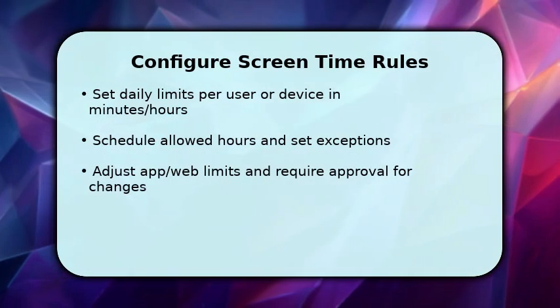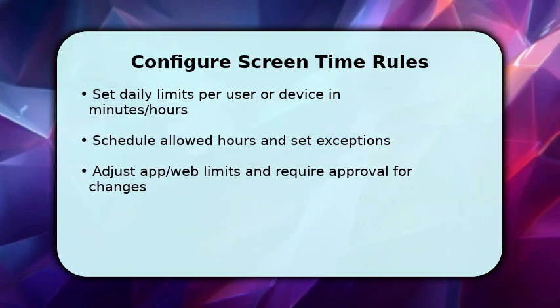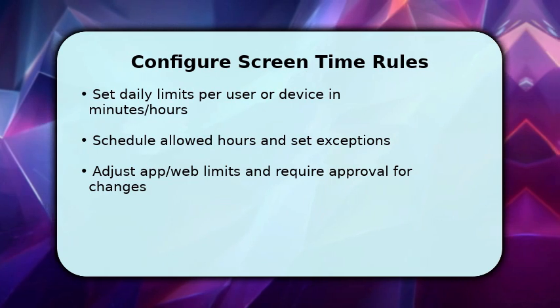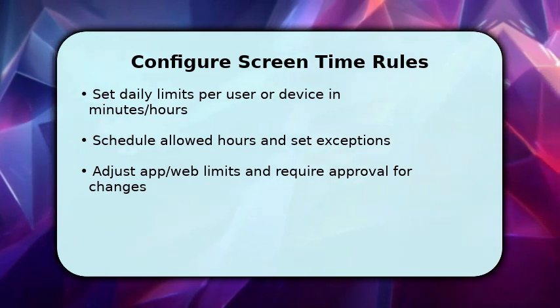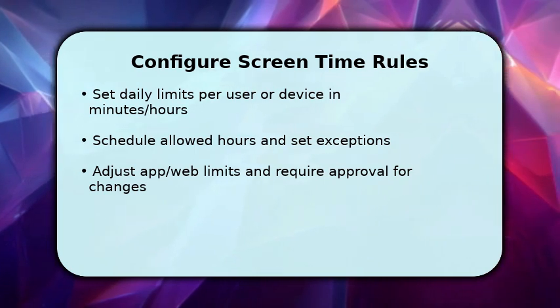You now create specific rules. Pick the user or device and set daily limits in hours and minutes. Tighter evening limits reduce late-night use. Then schedule allowed hours. Weekday versus weekend differences matter, so you control when the PC is accessible.